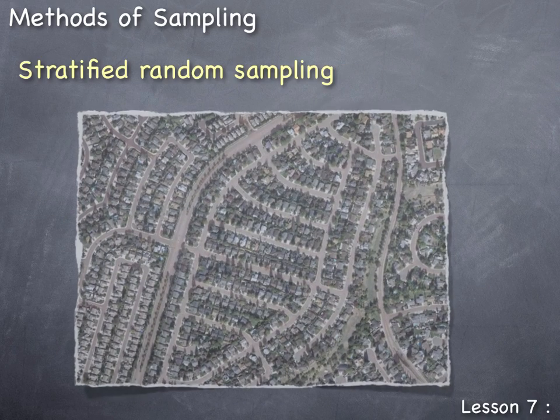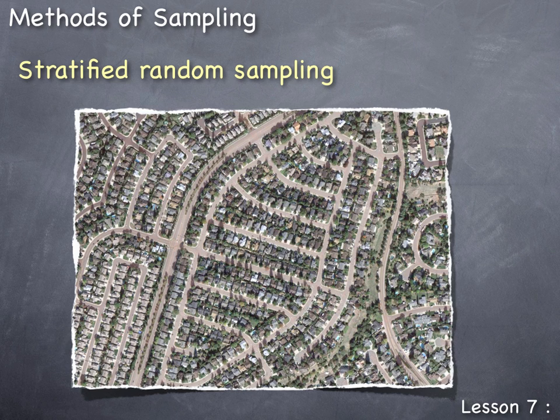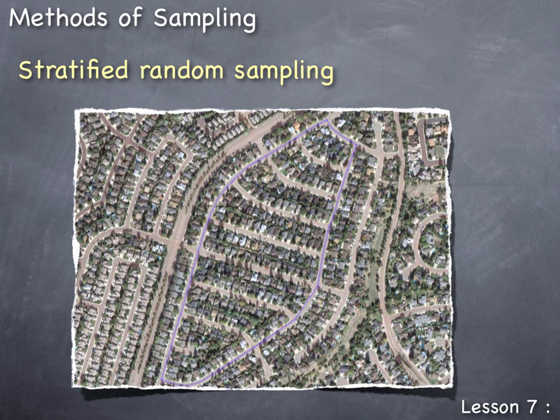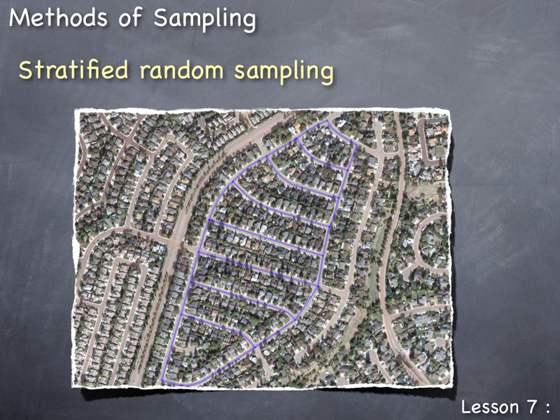To illustrate this type of random sampling, we need to first identify our population of interest. So let's say all of the households contained in this neighborhood make up our population. Then the entire population needs to be divided into strata, or groups. A natural grouping of the households in this neighborhood would be by block. So each of the blocks would constitute our strata.